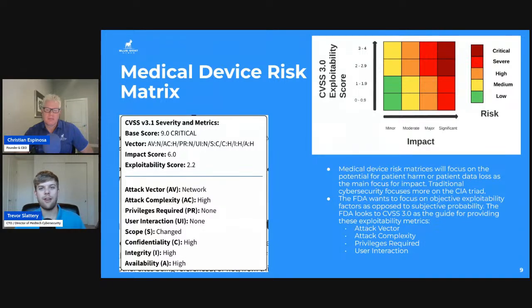In a traditional cybersecurity vulnerability that's very common, especially against software as medical device products, we see cross-site scripting, where an attacker can embed malicious code into an application that triggers a certain action when a user views it. So that would be another example of something that requires user interaction.